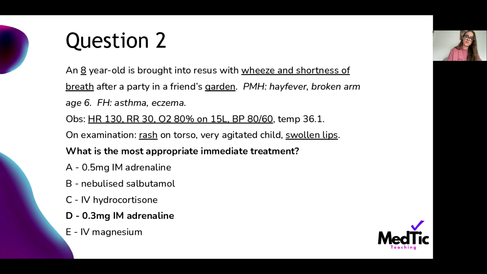So that's absolutely correct. As you've clearly got here, this is a case of out of hospital anaphylaxis, probably caused by something in the garden, maybe a bee sting or something. And she's got quite a strong atopic history in the family, so she's likely to have her own allergies. The rash and the swollen lips make that more likely than something like asthma, and based on her age, that's the right dose. So if we just go to the next slide.